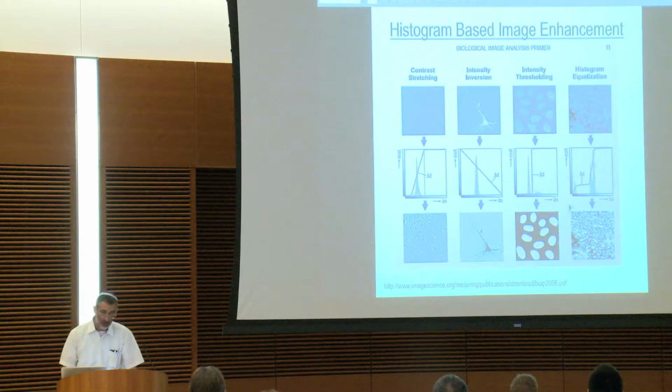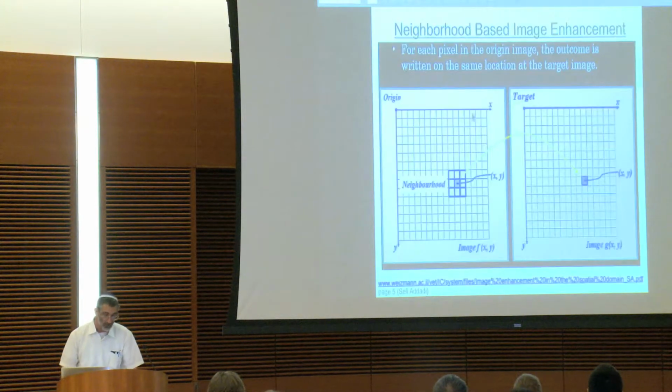And equalization is a way of stretching your contrast only in the places you really need it. Right? That's more or less what's happening here. So this is an example of image enhancement. You can see here better than you can see here.